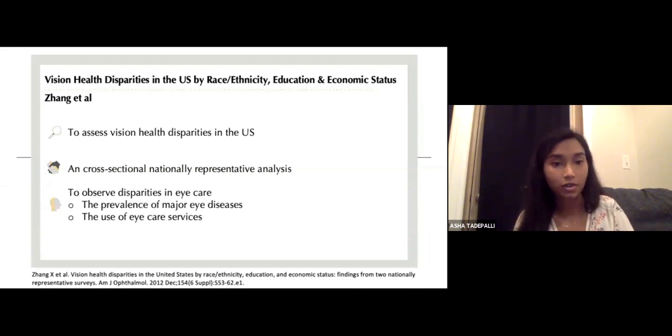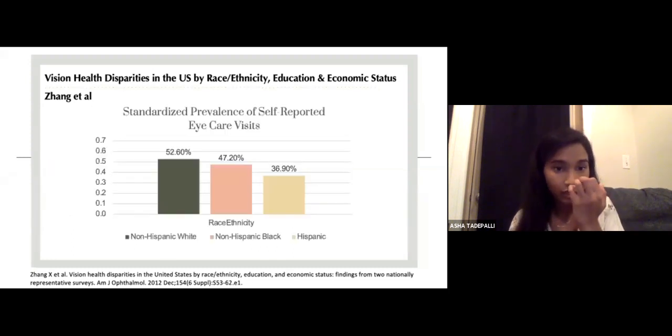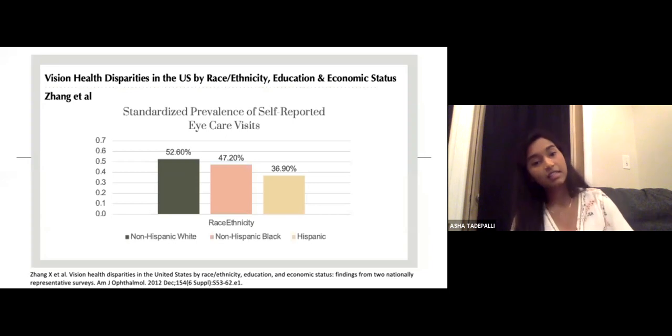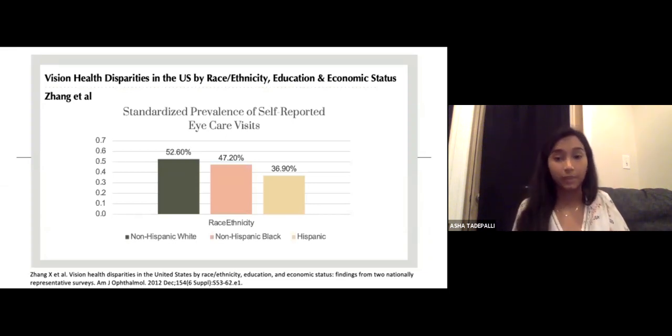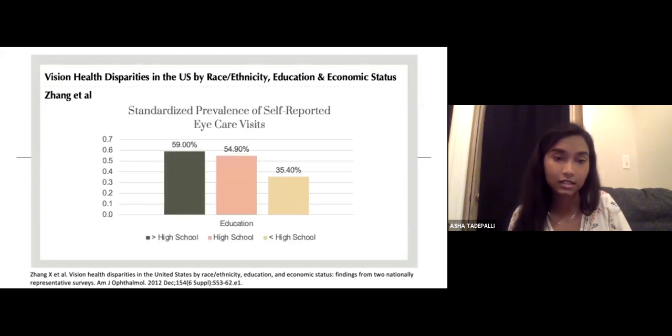We'll focus a little bit more on the latter, and specifically in the cases of race, ethnicity, education, and economic status. Looking firstly at ethnicity, non-Hispanic whites, more than 50% of these individuals reported presenting to yearly or as needed eye examinations in comparison to their non-Hispanic Black or Hispanic counterparts.